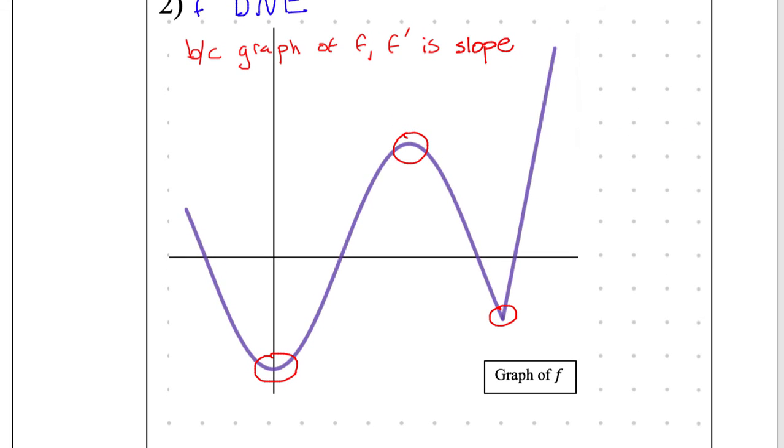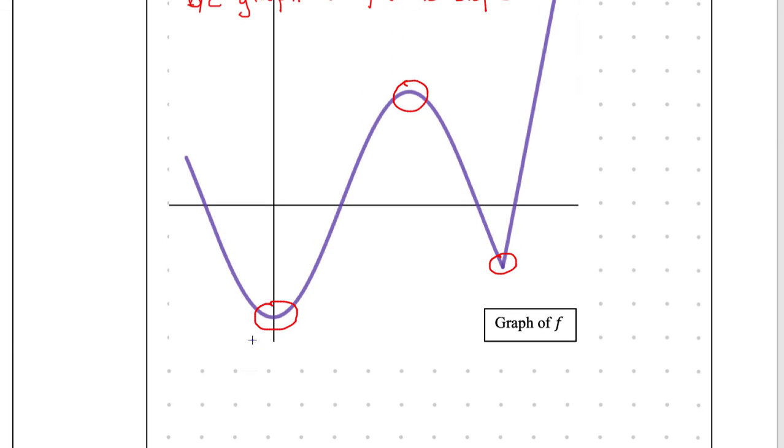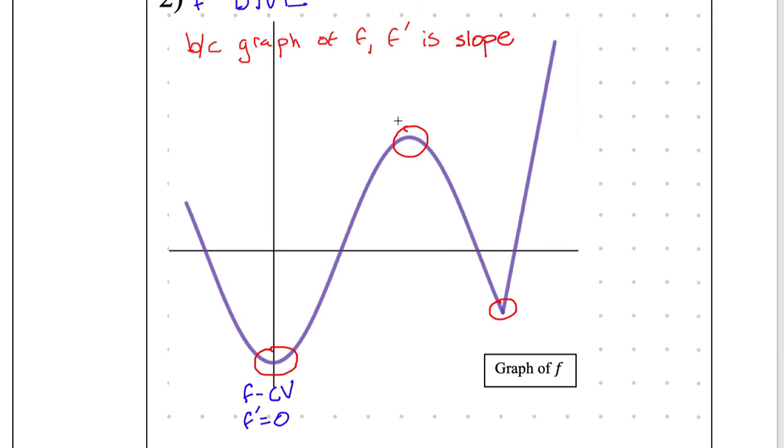So we'll write them down a little bit more formally now. You'll say this is an FCV, and then why? It's an FCV because f prime is equal to 0. Over here, this is an FCV. Why? Because f prime is equal to 0. This is also an FCV. Why? f prime DNE. Good.